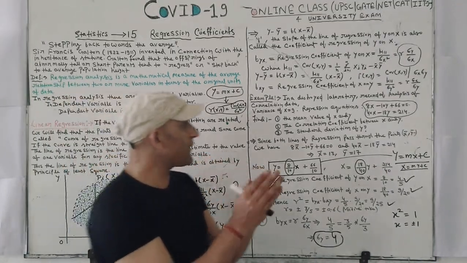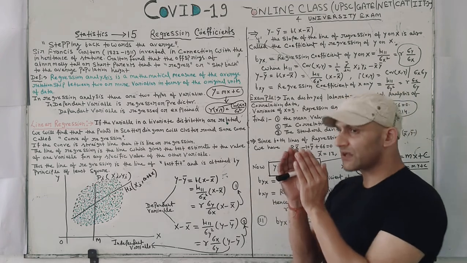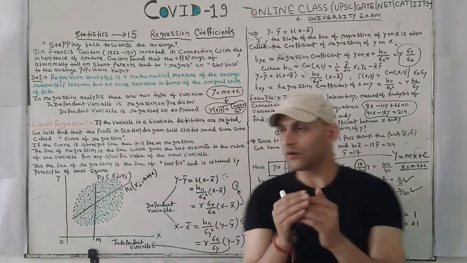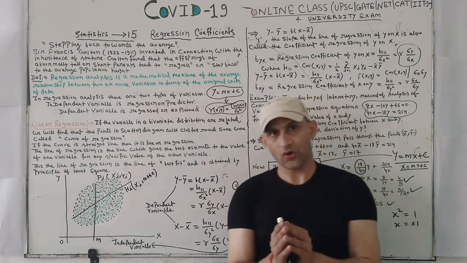So we have explained what the regression coefficient means. Now in the next lecture we will explain the angle between two straight lines. I think you understand. Okay, thank you so much.